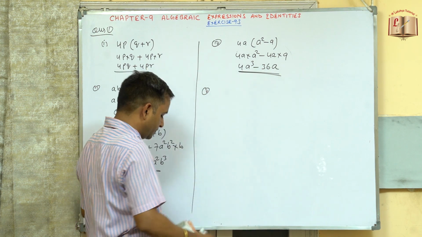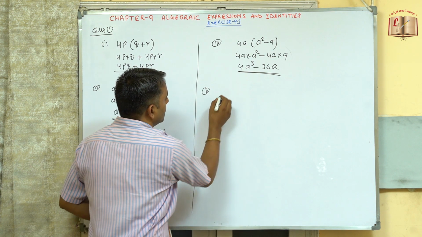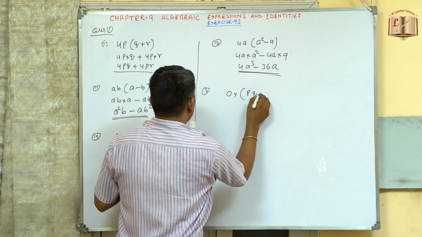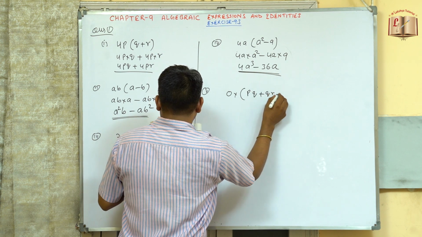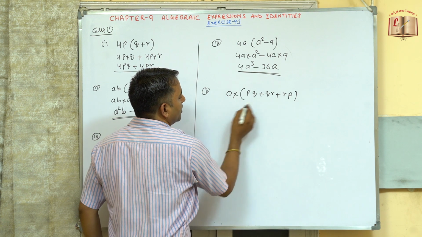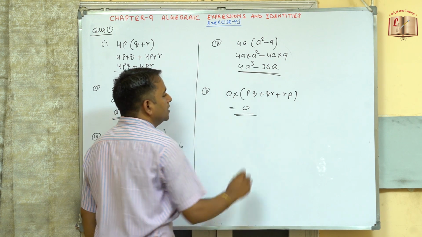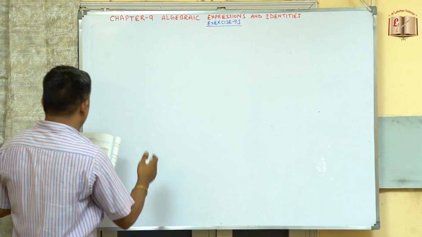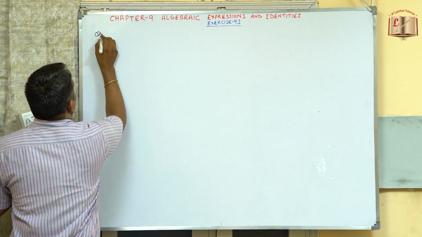Now coming to the fifth part, it is 0 into (pq plus qr plus rp). So we know 0 into any number is 0. So this will be 0 itself. Complete the table so we can find out this product.